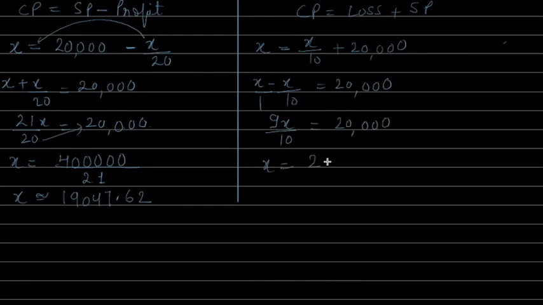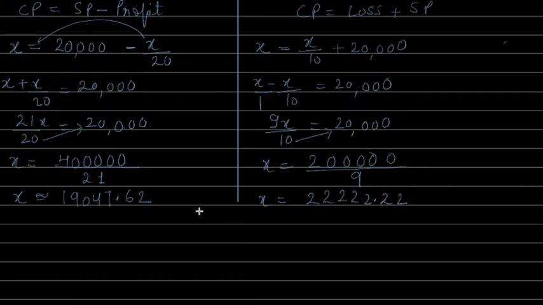X will be 20,000 into 10 upon 9. So this is a very simple division. 9 twos are 18, again 20, 9 twos are 18. So in the same manner this will be a non-terminating number. So this will be the value if you divide it.